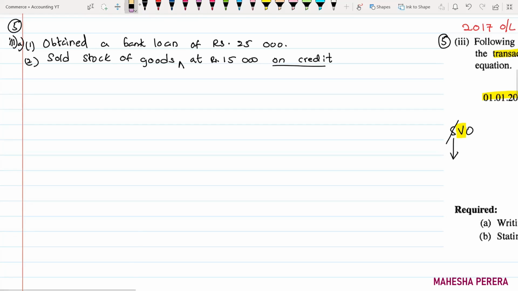Right? So this sale is a credit sale. Okay? Right. Sold stock of goods at 15,000 rupees on credit. Then you had to say which means we are talking about the stock. Which were purchased at. Okay? Purchased at how much?